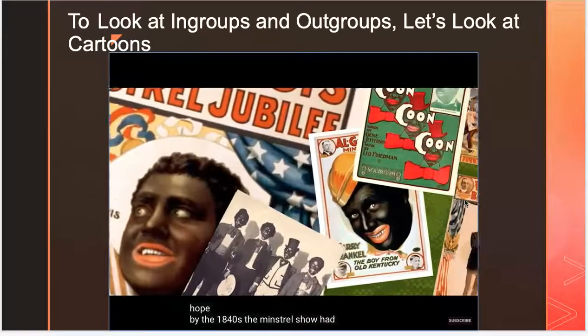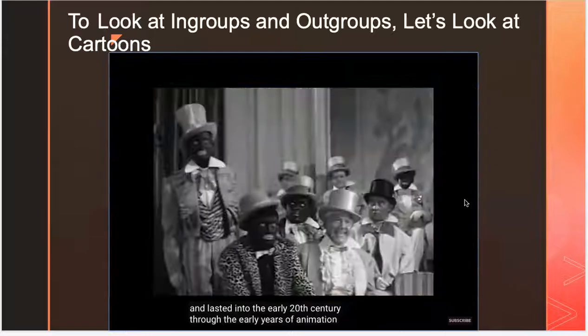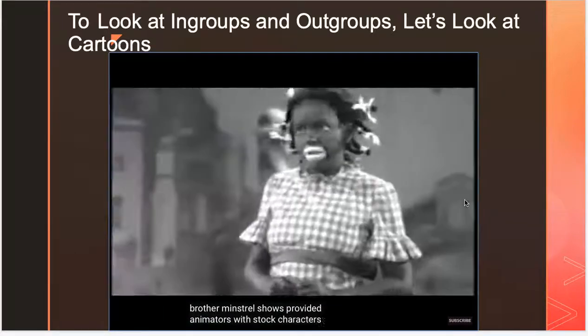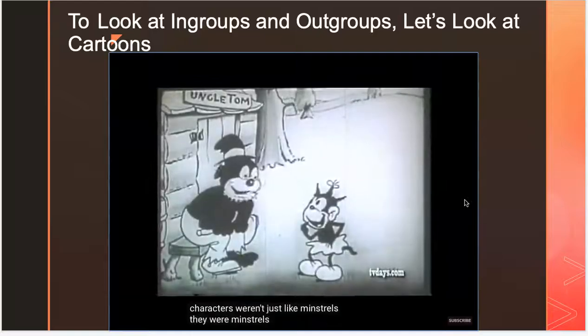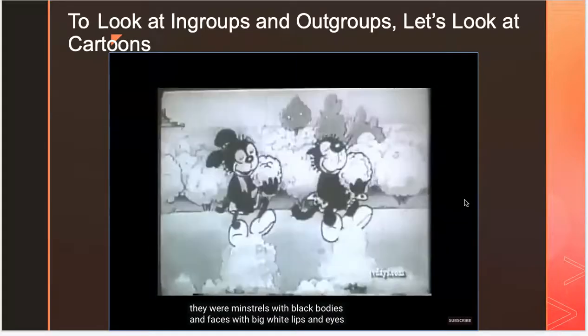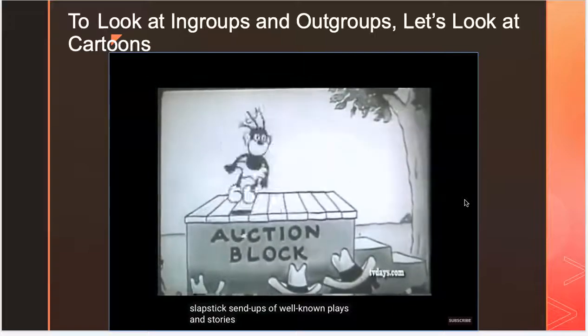By the 1840s, the minstrel show had become America's most popular art form, and lasted into the early 20th century, through the early years of animation. The minstrel shows provided animators with stock characters and themes that would have been very familiar to their audiences. Because of this, many early cartoon characters weren't just like minstrels. They were minstrels, with black bodies and faces with big white eyes. And they aped the classic minstrel show, with big opening musical numbers and slapstick send-ups of well-known plays and stories.